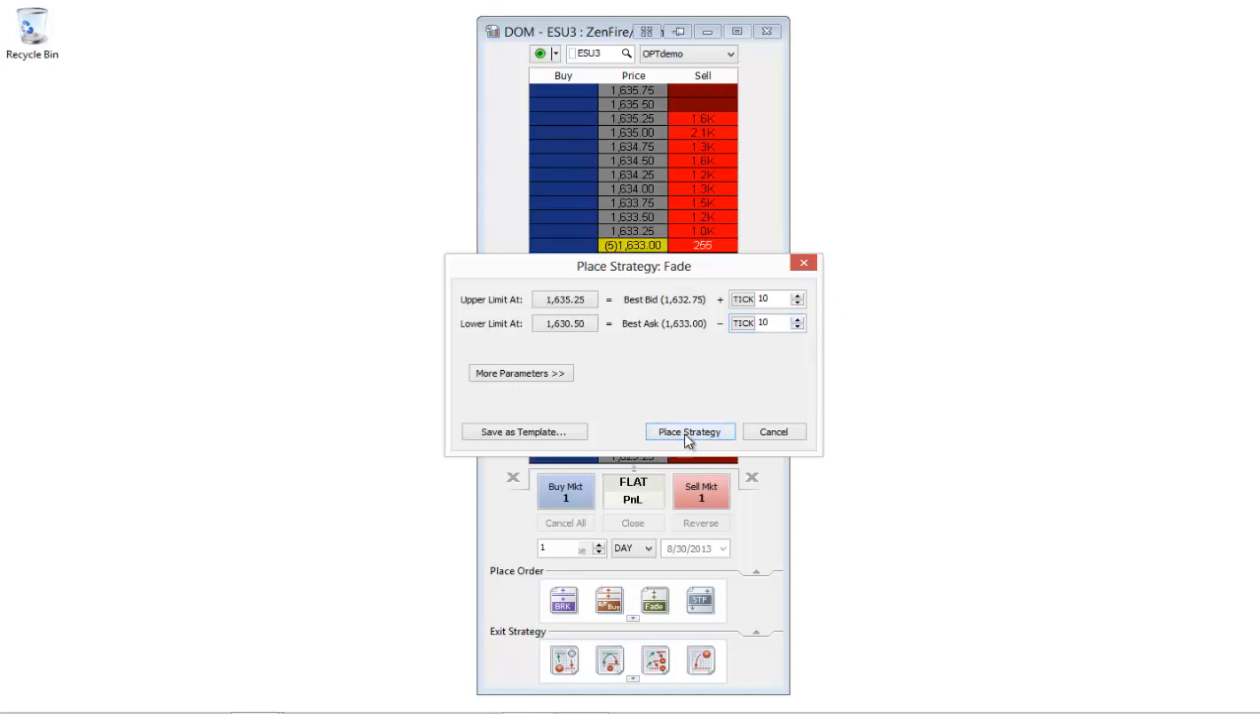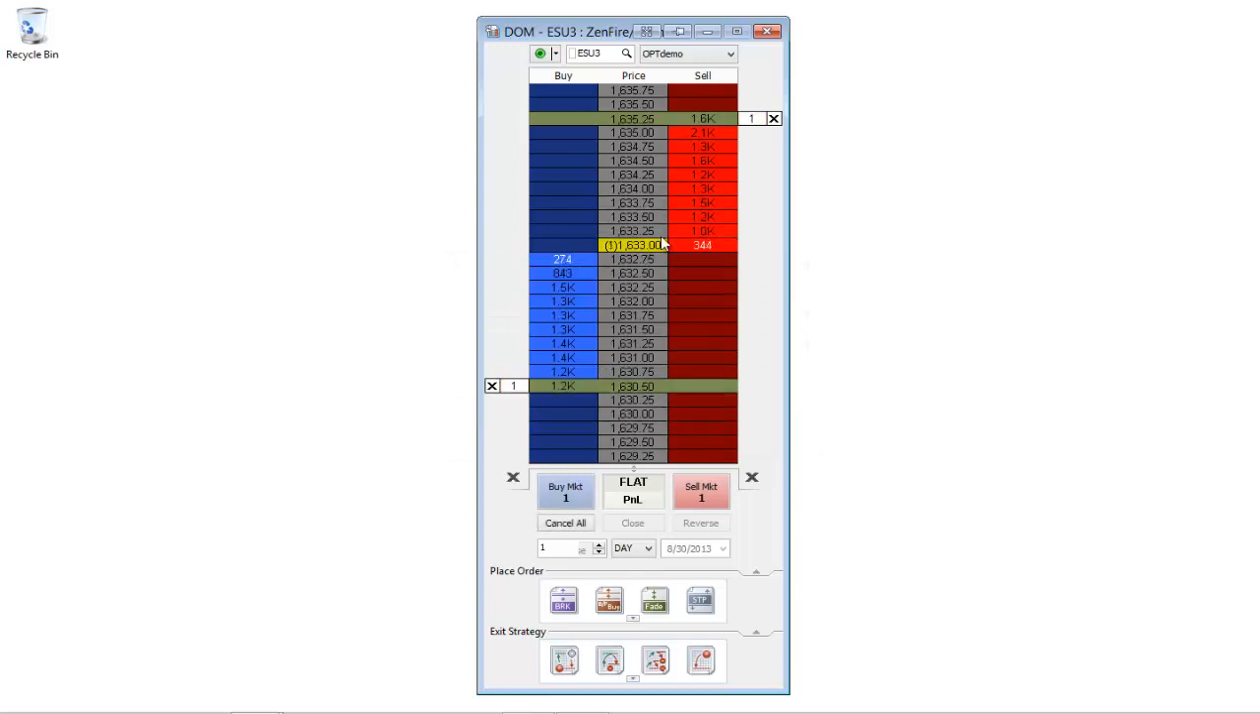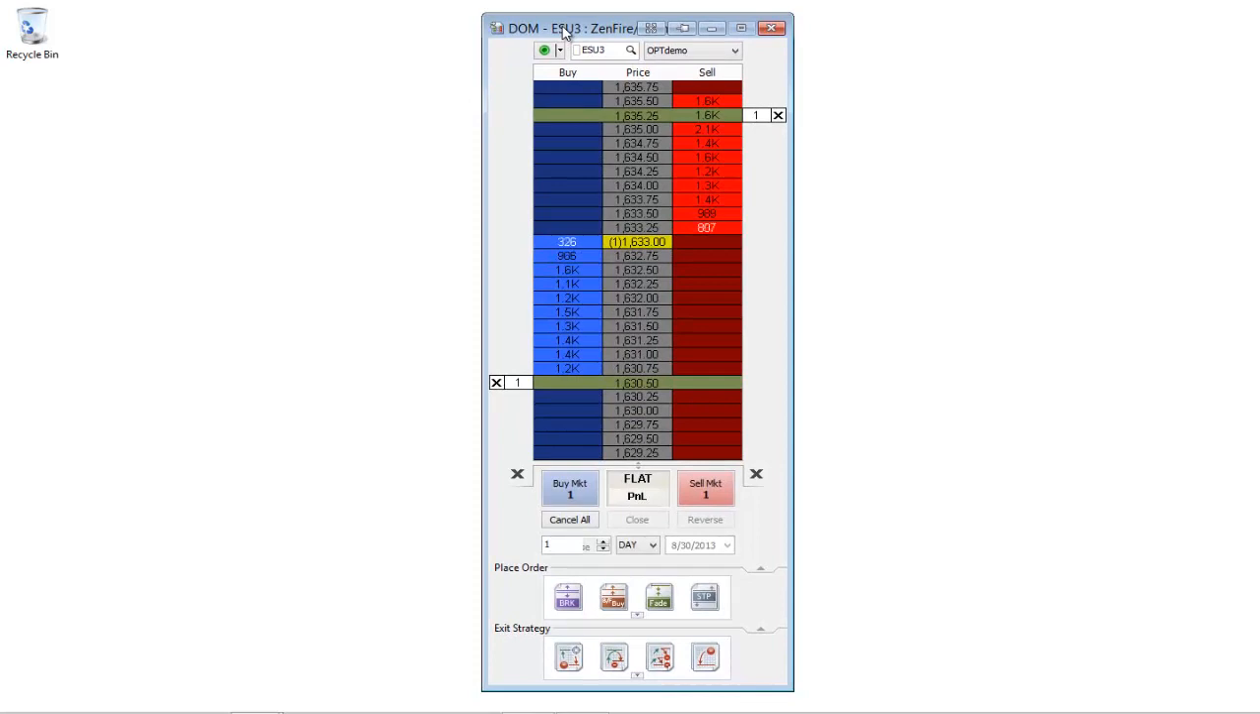You can adjust those. If I were to place this strategy here, we're going to see the fade strategy. To visualize this even further, if the market were to head up here to this 1635 and a quarter area, it would go short. If the market were going to go down here to the 1630 and a half area, it would go long, because I think it's going to stay within this range if we were using this fade strategy. So that's just another type of order entry strategy that we can use here.